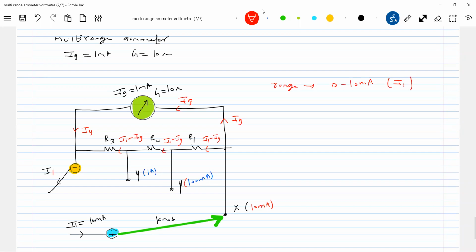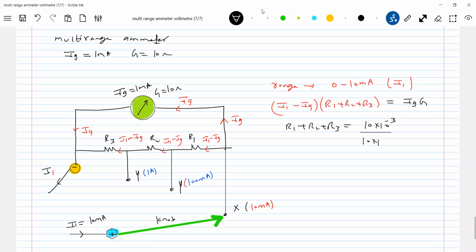Okay, now what is the equation? These resistances are in series, the same current will flow through them, and Ig will flow through the galvanometer. Therefore, the equation will be (I1 minus Ig) into (R1 plus R2 plus R3) equal to Ig into G. We don't know the unknowns R1 plus R2 plus R3, so let me solve for them: Ig into G divided by (I1 minus Ig). I1 is 10 into 10 to the power of minus 3, and Ig is 1 into 10 to the power of minus 3. So this will be 10 by 9. Keep this as equation 1.